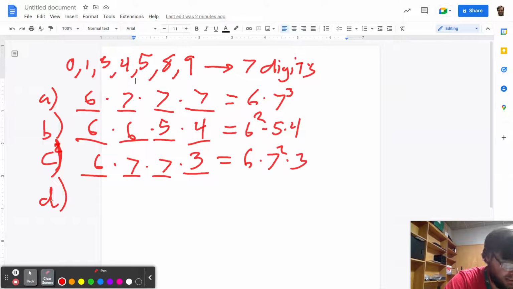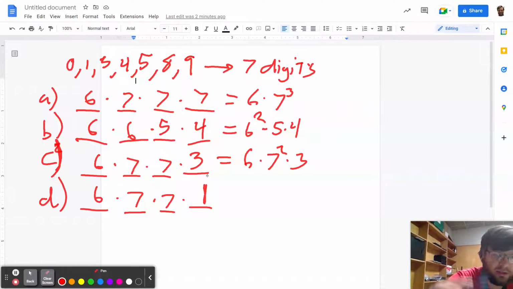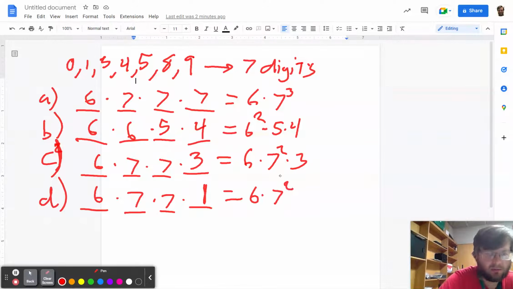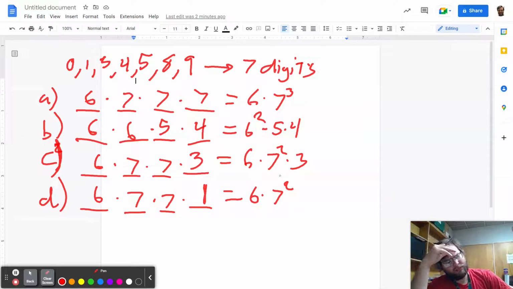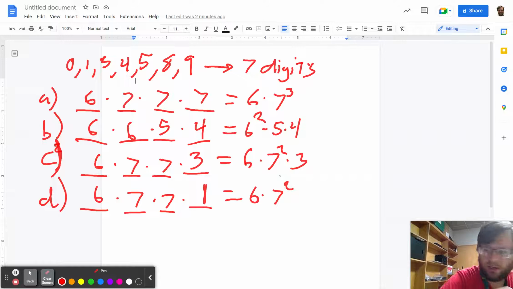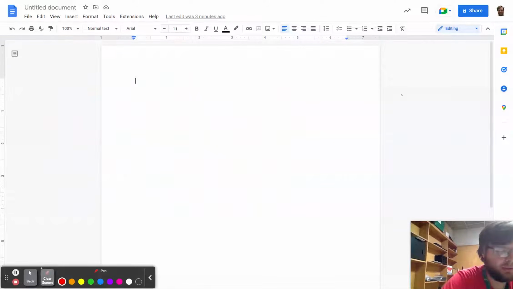And then D, how many of these even numbers are divisible by 5? Well, if you're divisible by 5, that means your last digit is either a 5 or a 0. But it's an even number, so there's really only one option, the 0. So I guess it's 6 times 7 squared. So that's it for question 10. Please let me know if there's anything confusing, or maybe I made a mistake. Feels like possible, very possible.